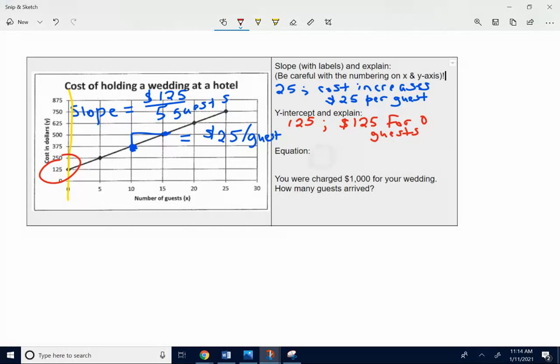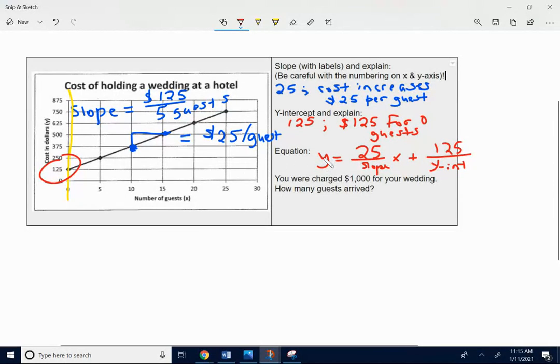Okay, the equation: y equals... the number that comes next is always the slope. The number that comes at the end is the y-intercept. So y equals 25, the slope, x, plus 125, the y-intercept. So my equation is y equals 25x plus 125. Think about what that means for a second.